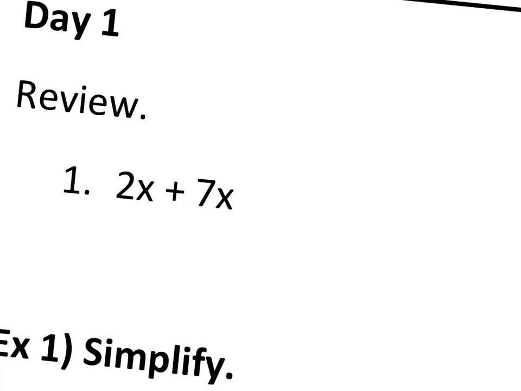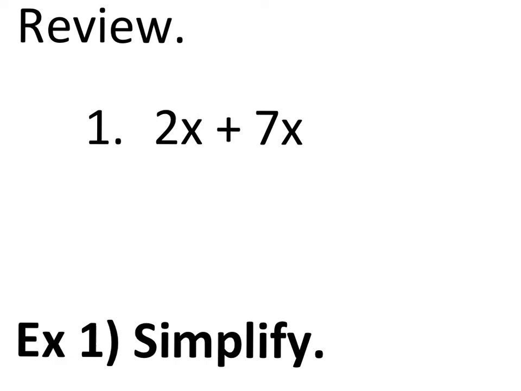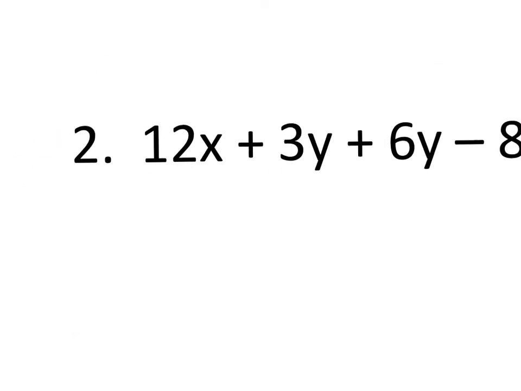So if we just zoom in real quick here, review number 1. If I have 2x plus 7x, we're just going to add those front numbers, right? So we're just going to add the 2 and the 7, and we're going to end up with 9x. Okay, so go to example 2 here.